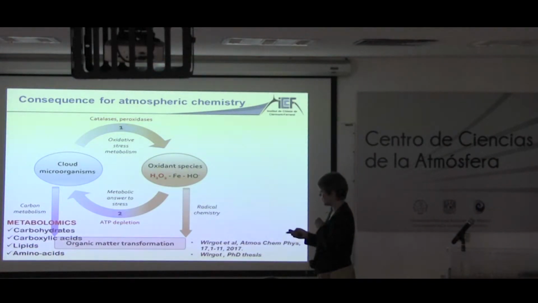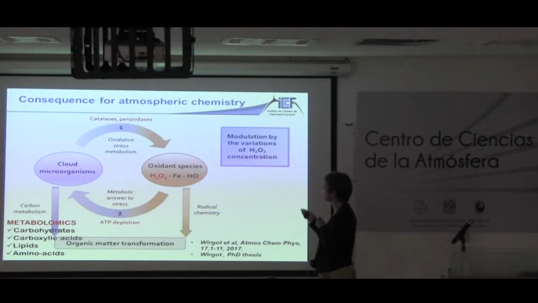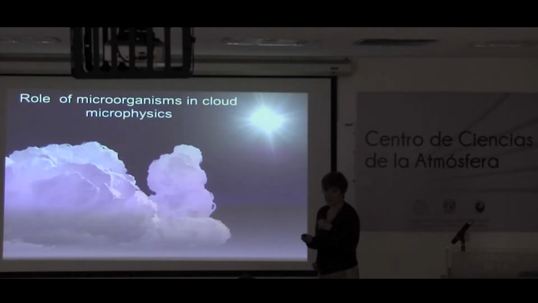So it means that depending on H2O2, which is varying a lot with the day and night, with the season, with the pollution, you will have a modulation of this system. So on this side and on this side, it's kind of a cycle, and it makes the thing very complex, meaning that there is strong interaction between the carbon metabolism, the oxidative stress metabolism, and radical chemistry. So that was the end of the first part of my talk, which was focused on cloud chemistry. Now we move to microphysics.